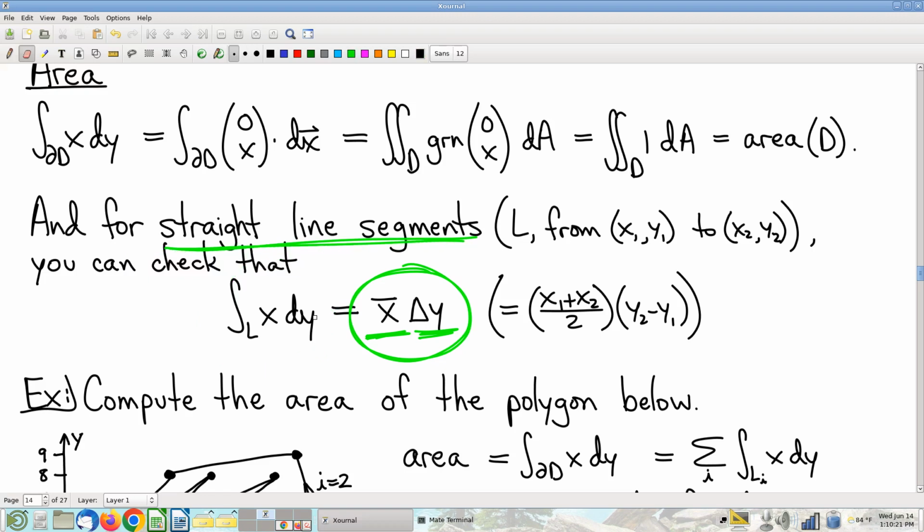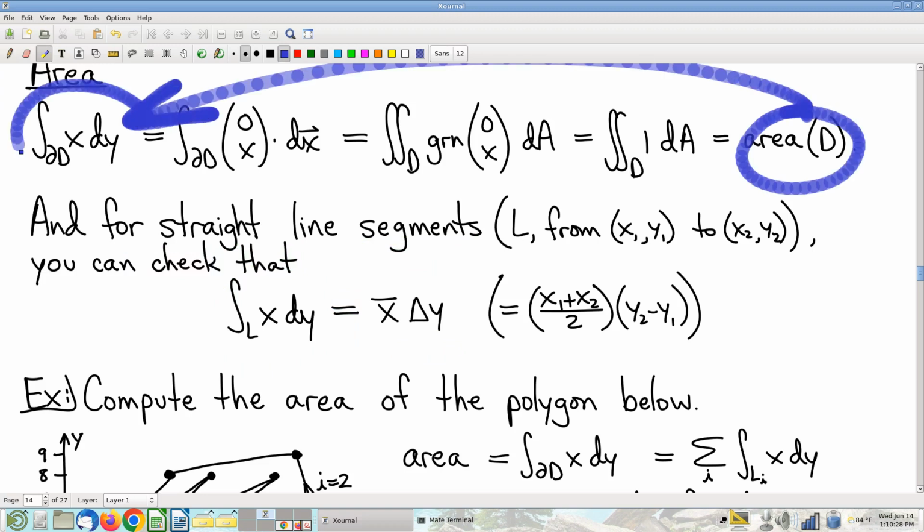So let me show you now. Let's put these pieces together then. If I want to compute an area, I'm going to do it by looking at the boundary circulation. That boundary circulation, I'm going to view the boundary as being made up of straight line segments, on each of which I'm going to compute like so, and then we're done.